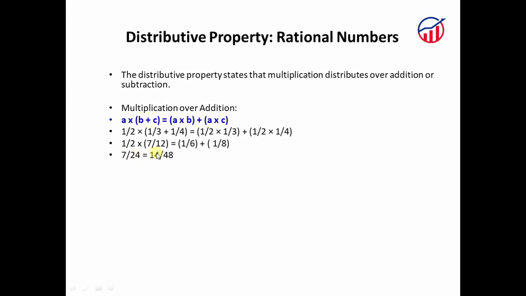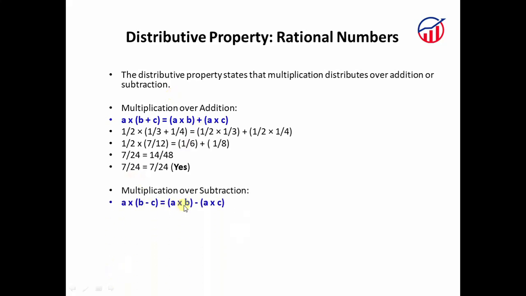Then when you solve it down further, you have 7 upon 24 is equal to 14 upon 48. So 7 upon 24 is equal to 7 upon 24 when you simplify it down further. So LHS and RHS both are matching over here. So the distributive property holds good for multiplication over addition. Let's check out multiplication over subtraction.